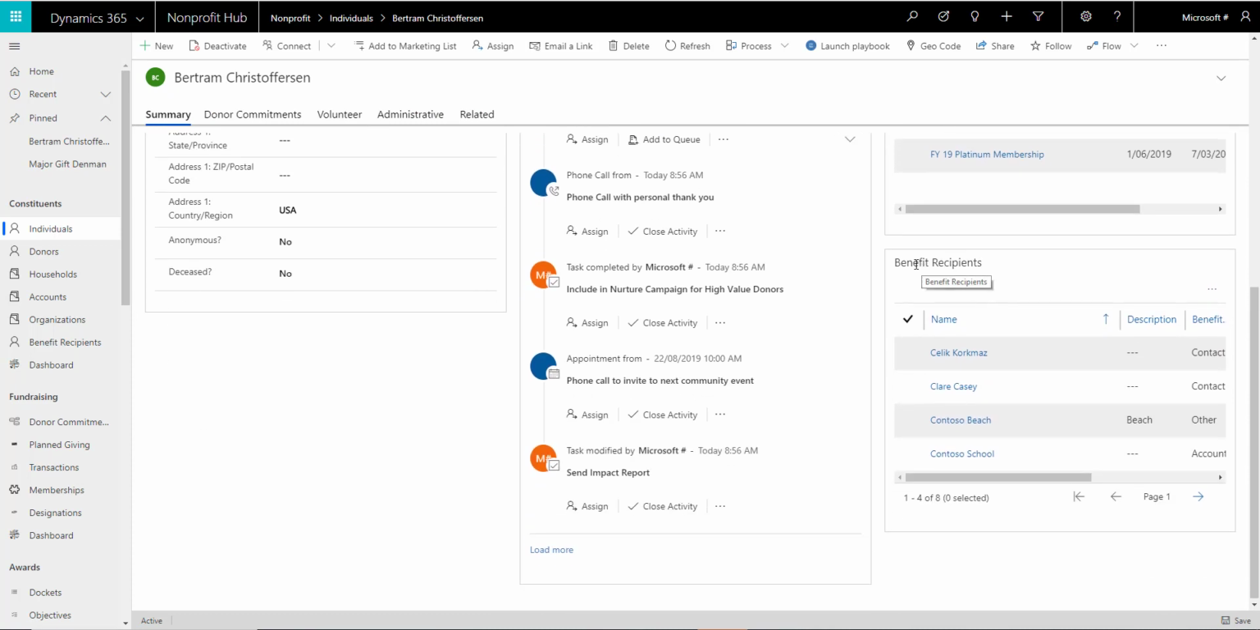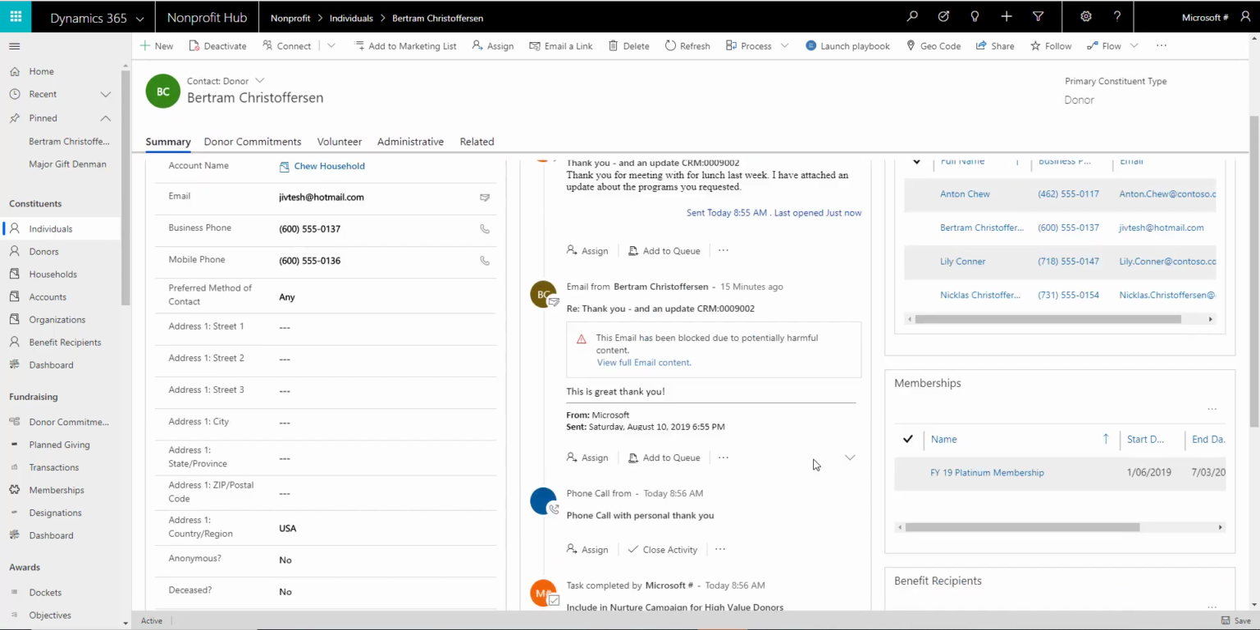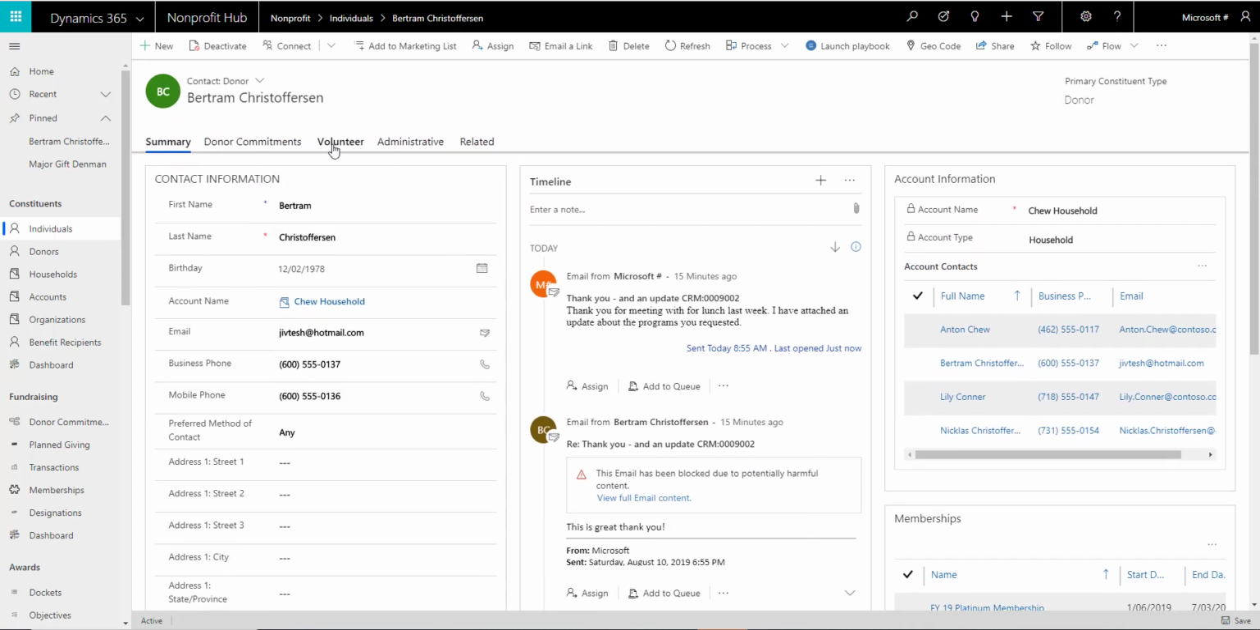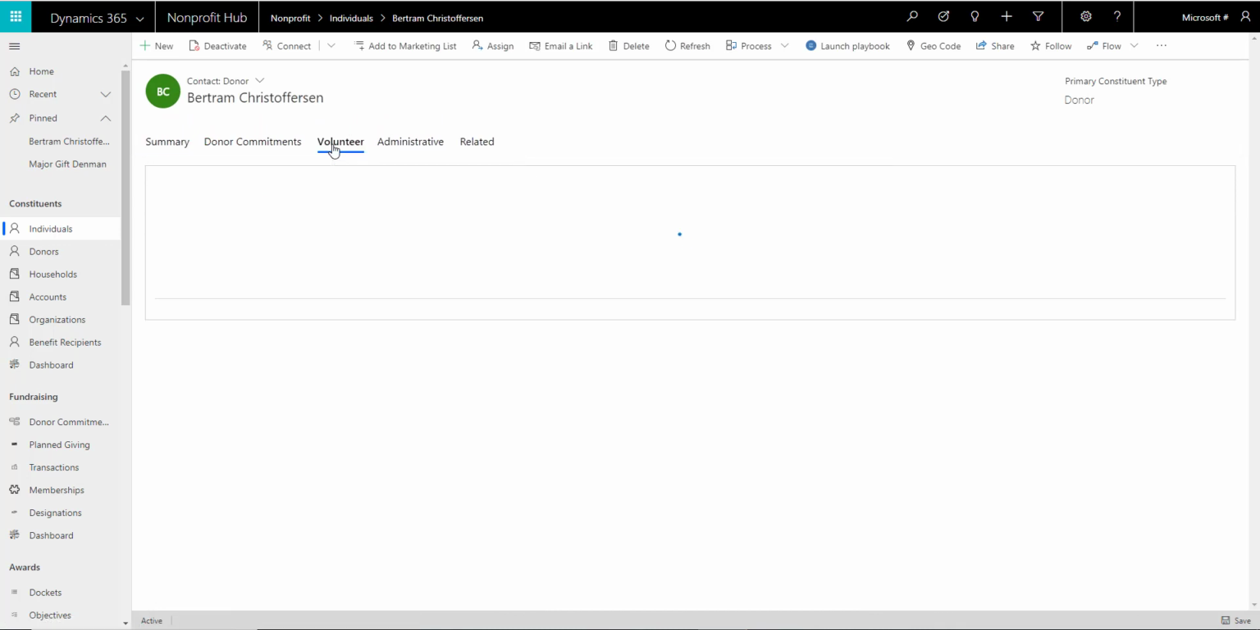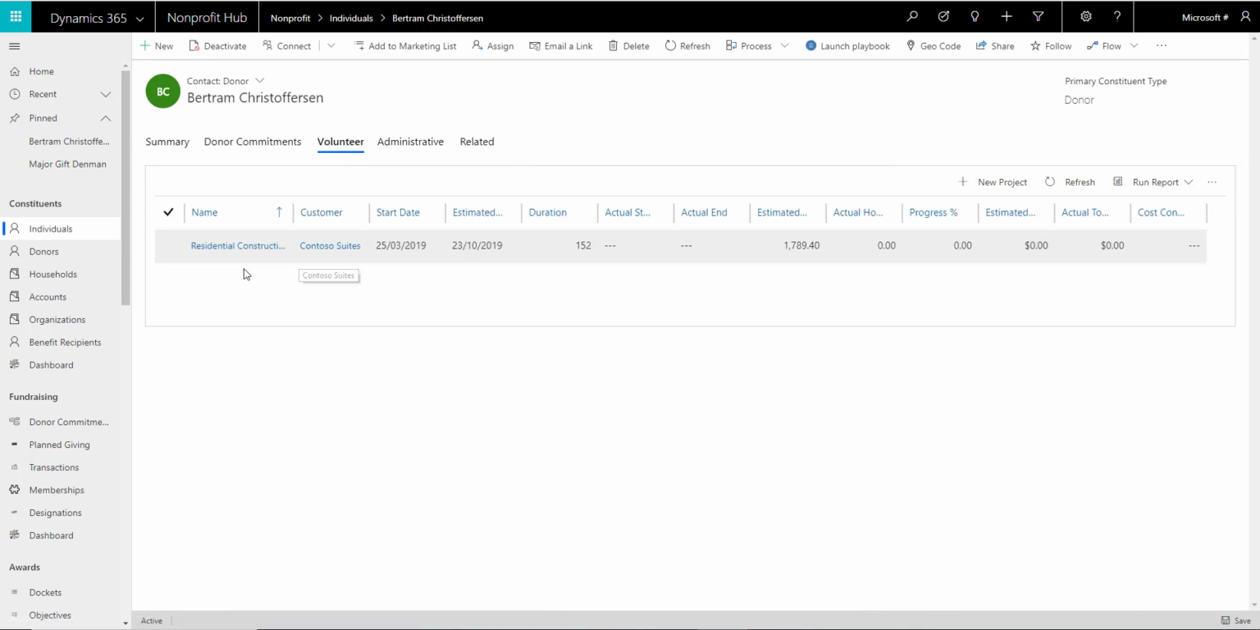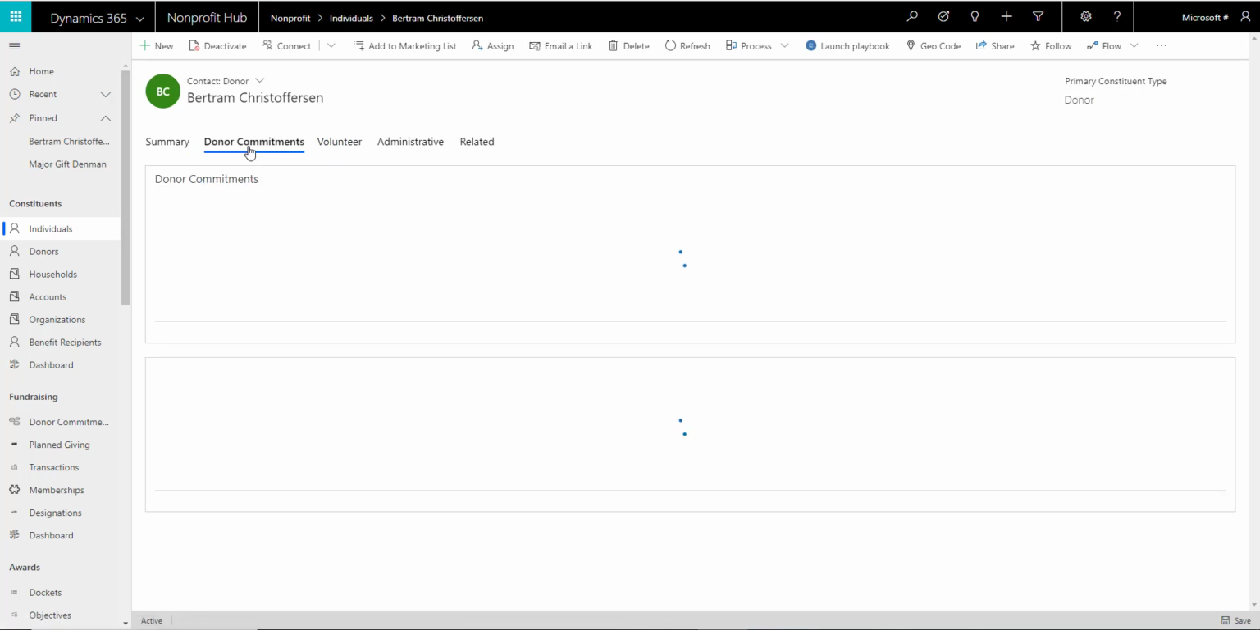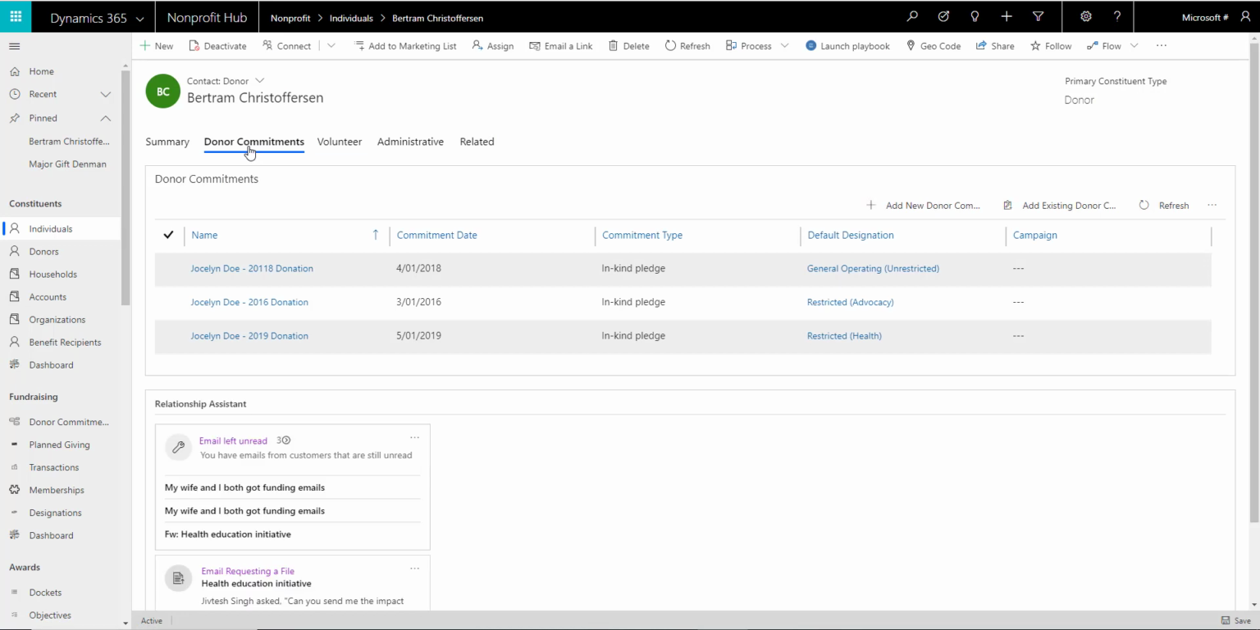Who are the recipients? If that's something that's applicable and allowed for your organization, you can see who all have been the benefit recipients of their great work. But then you can go in further. If they're a volunteer on certain projects, you can look through what projects they're a part of, and I can drill further into how that project's going on. But then I can look into detail around what are the commitments that they've had with us as well.